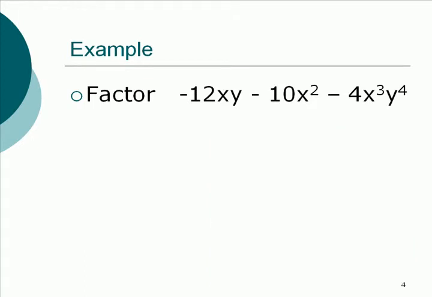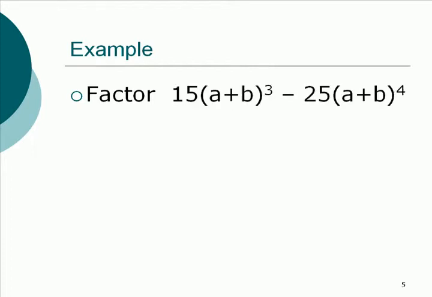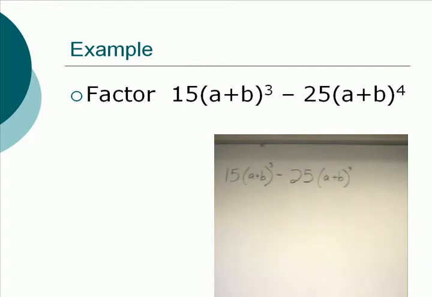Now, I'm going to show you two cases of greatest common factor that tend to cause a little bit more problems. Here's one example: 15(a+b)^3 minus 25(a+b)^4. Well, first of all, look at your numerical factors. What's the GCF for the coefficients? 5. We can factor a 5 out.